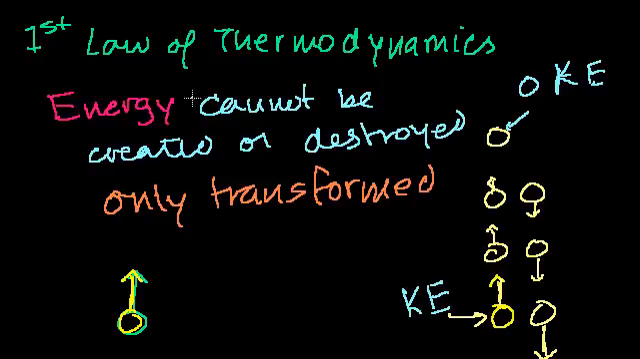I just told you the first law of thermodynamics, that energy cannot be created or destroyed. But I clearly had a lot of kinetic energy over here, and we've seen the formula for that multiple times. And here I have no kinetic energy. So I clearly destroyed kinetic energy. But the first law of thermodynamics tells me that I can't do that. So I must have transformed that kinetic energy into something else. And in the case of this ball, I've transformed it into potential energy.